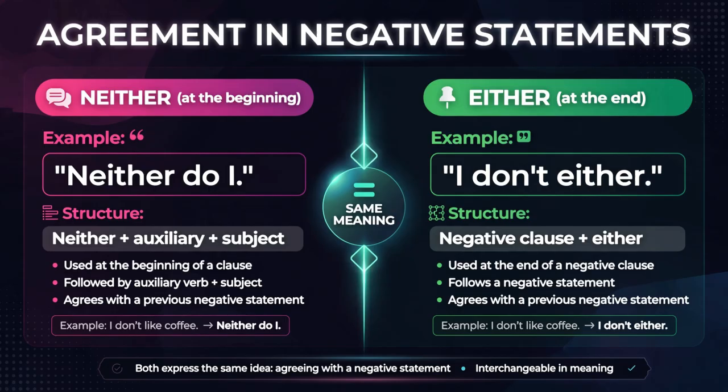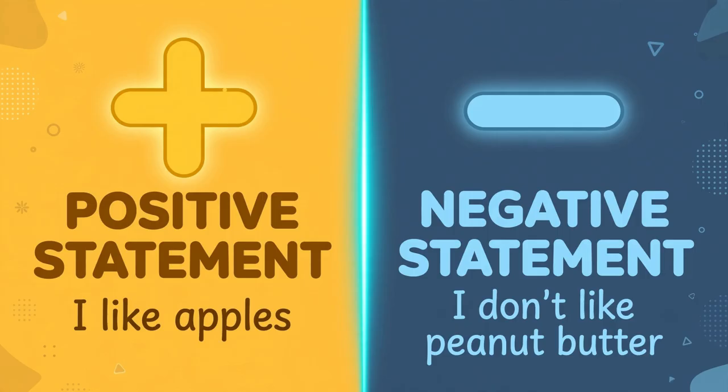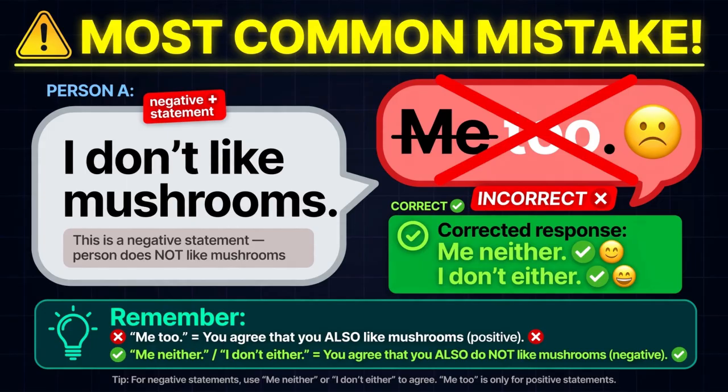The most common mistake. Let me highlight the most common mistake English learners make. Someone says, I don't like mushrooms. You say, me too. Wrong. This is wrong. Me too can only respond to positive statements. For negative statements, you need me neither or I don't either.